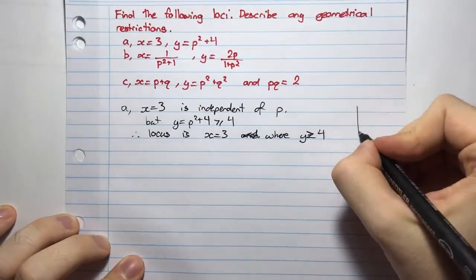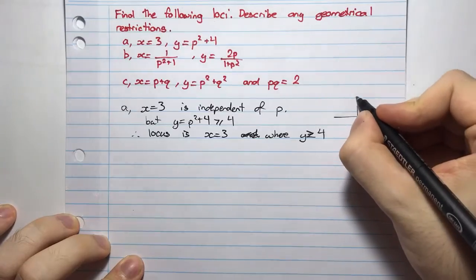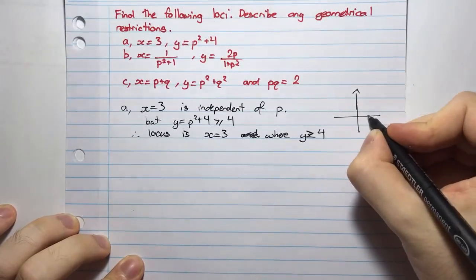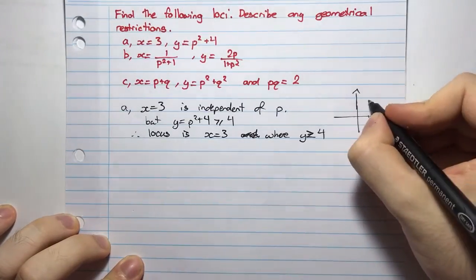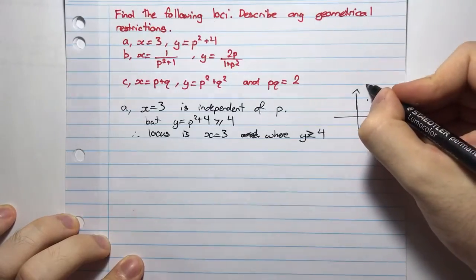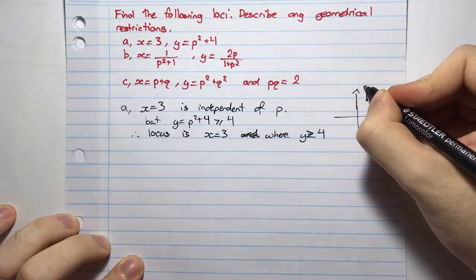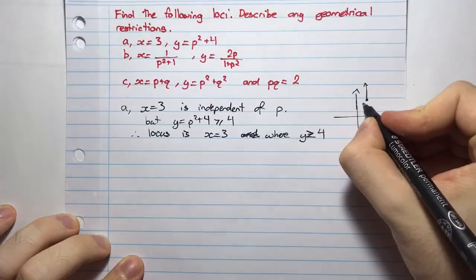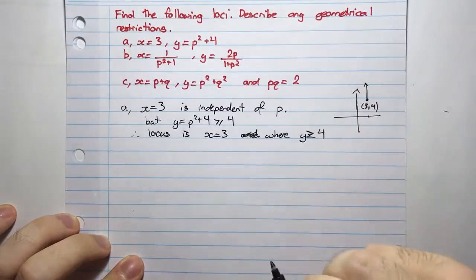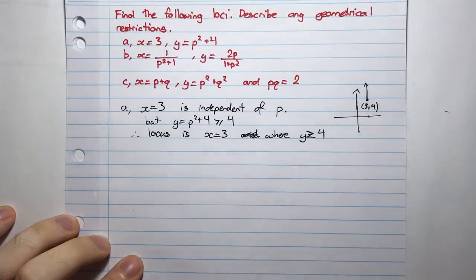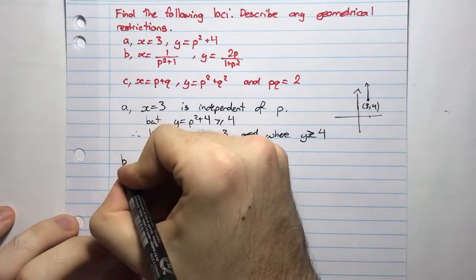So what would that look like? That would look something like this. Let's say that this is x equal to 3, maybe that's y equal to 4, and my locus looks like this. So this is the point 3, 4. Okay? Alright, the next one.